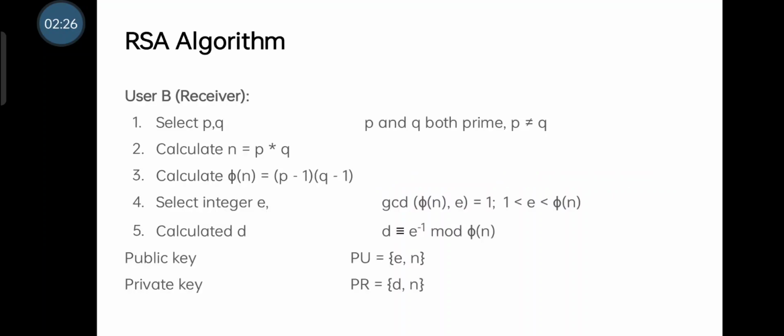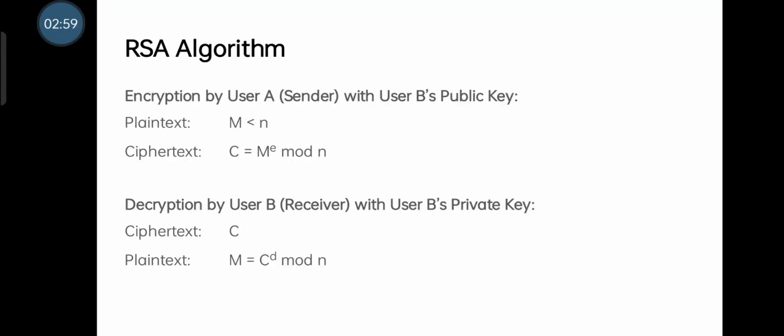So this is the algorithm working flow. We select p and q, find the n value, and calculate phi of n, which is equal to p minus 1 times q minus 1. We have to select an integer e which should satisfy the condition that GCD of phi of n comma e is 1, and e should be in the range between 1 and phi of n. Then we calculate d, which is the multiplicative inverse of e mod phi of n. In this way you find the public key and private key.